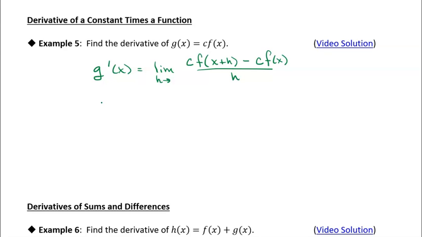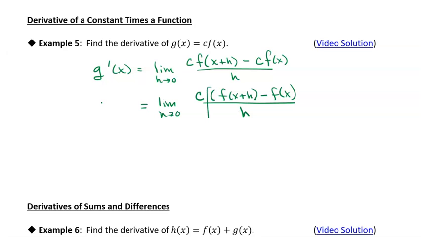Now, again, we don't know what f of x plus h is, but you see that both terms in the numerator have a constant that we can factor out. So, with the limit as h goes to 0, we can factor that constant out. We can write this as c times f of x plus h minus f of x, all over h.